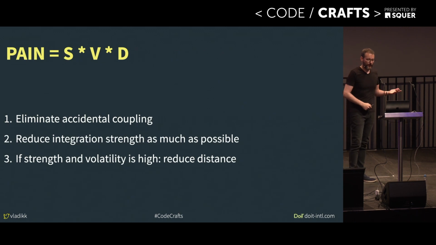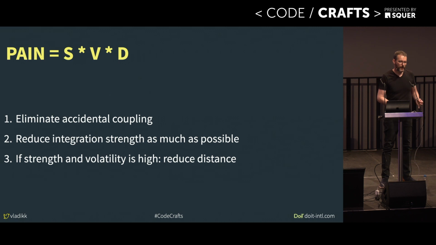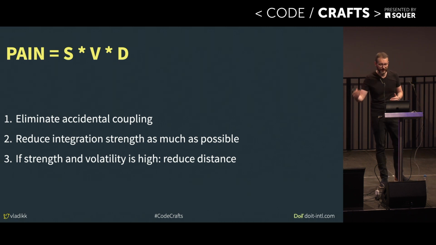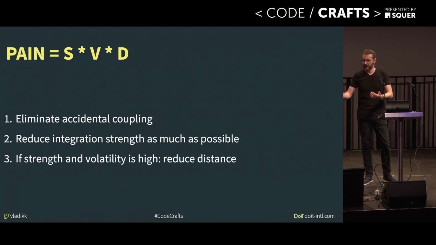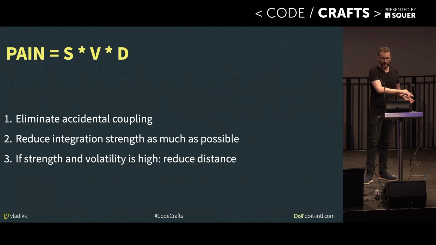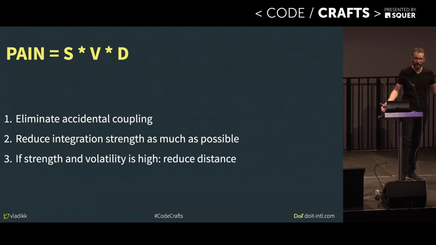Now, the whole algorithm is, when talking about integration strength, of course, we want to minimize it as much as possible. We want to eliminate accidental coupling, accidental knowledge that is being shared across components' boundaries. Not always is it possible to go to the lowest one. Sometimes you will have components that share the same functional requirements, so they are going to be functionally coupled. There is no way around it.